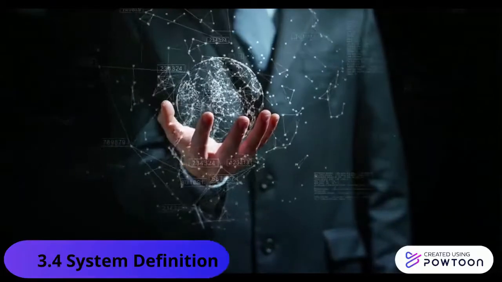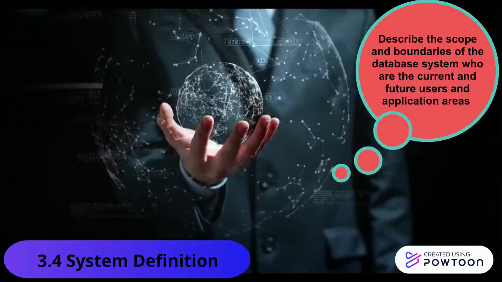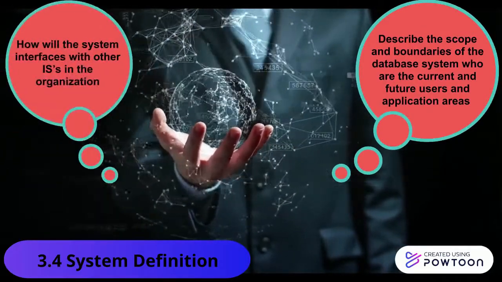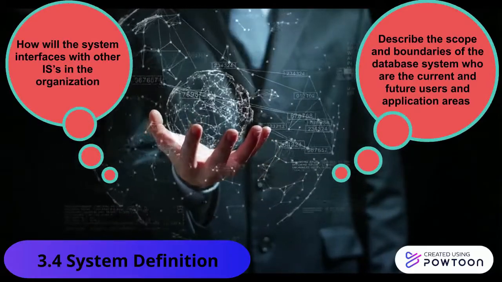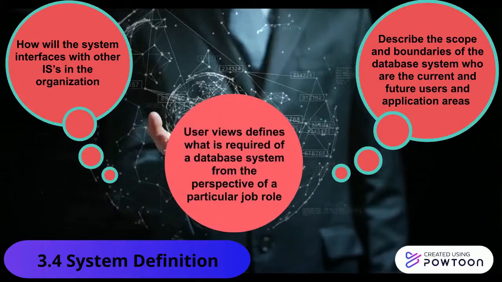System definition describes the scope and boundaries of the database system, who the current and future users and application areas are, and how the system will interface with other information systems in the organization. Besides that, user view defines what is required of the database system from the perspective of a particular job role, such as a manager. A user view may be distinct from other views.